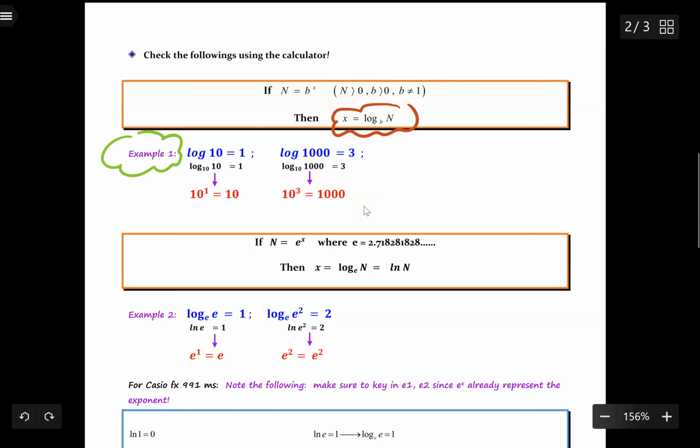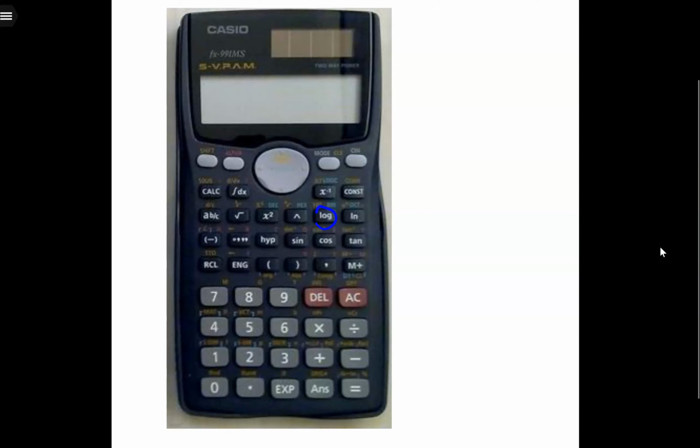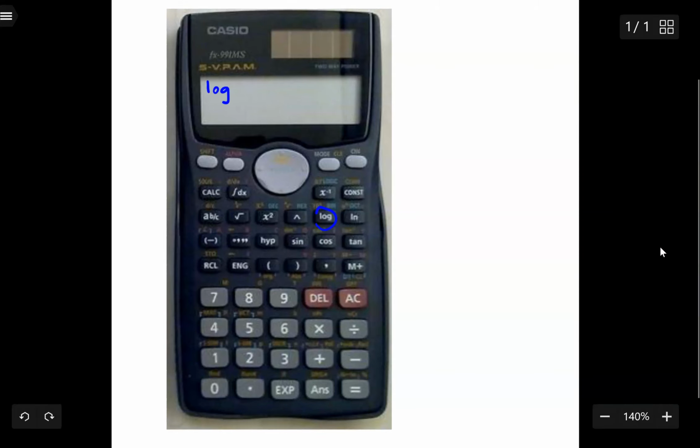Now I would like everyone to key in not the natural, but the common logarithm of 1000. When I say common logarithm of 1000, I'm talking about this key. You press that key, and the word log will appear on your calculator, and you key in 1000 beside it. So 1000 is your argument for this log, and you press your equal sign. You should get the answer 3, which is very true.